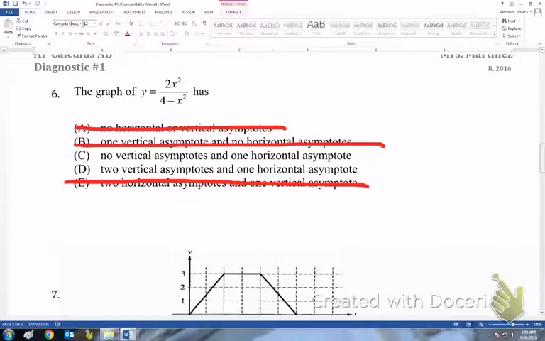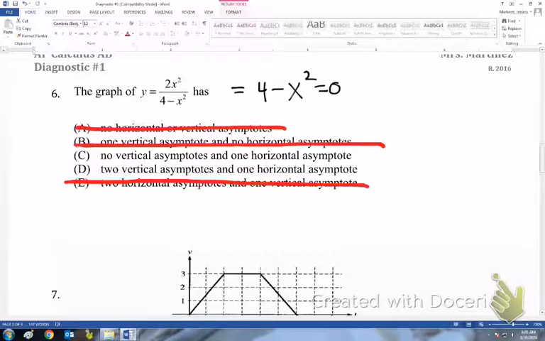And how do we determine if there are no vertical asymptotes or 2 vertical asymptotes? Look at the denominators. Beautiful. What do I have to do with the denominator? Set it equal to 0. I love it. So remember, there's going to be a vertical asymptote as long as the denominator is equal to 0. So if I say 4 minus x squared equals 0, how do I solve that?